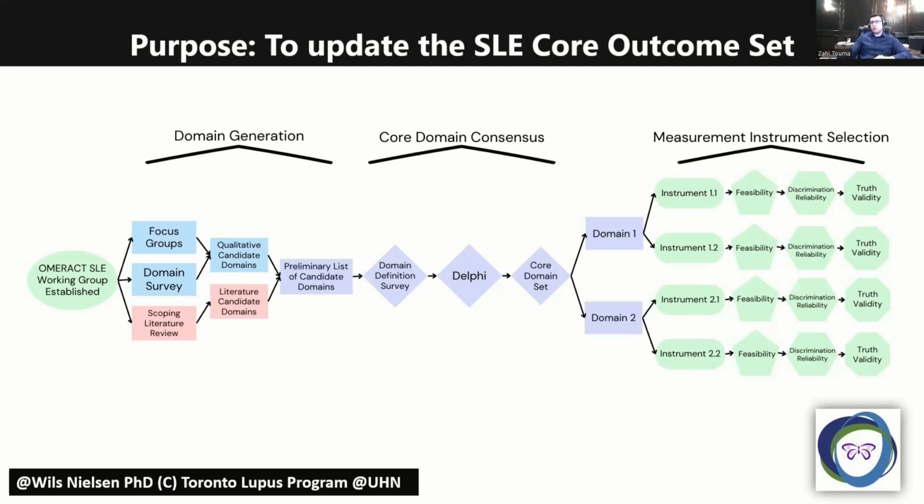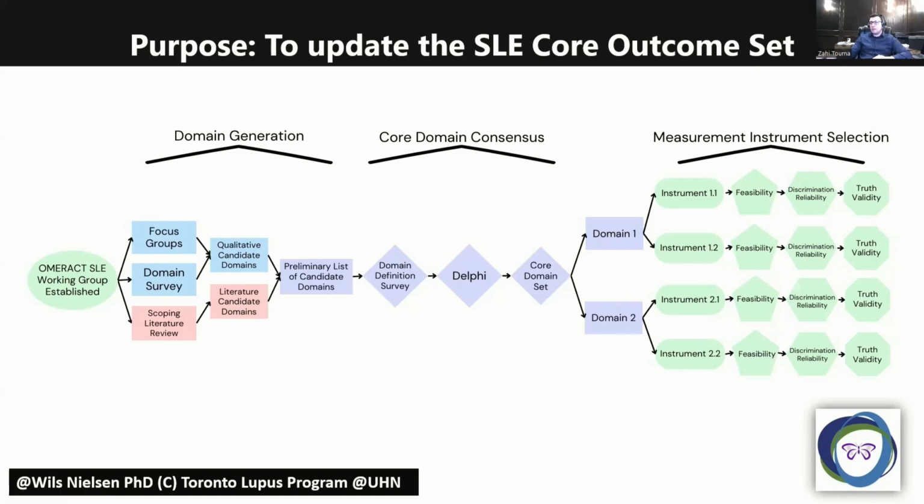And if you're wondering, what do I mean by this? This means we need to generate or update the domains that need to be assessed for lupus, particularly in clinical trials and observational studies. And when I say domains, this means disease activity, quality of life. And then once this is established, we will have a Delphi and a vote to agree on a set of domains that need to move forward to clinical trials and observational studies.